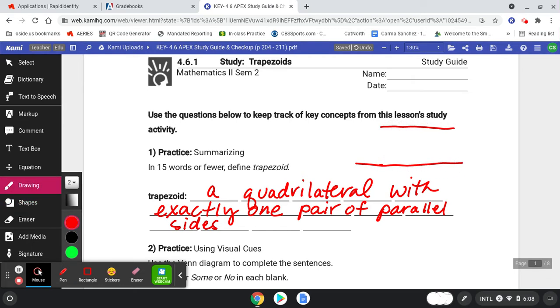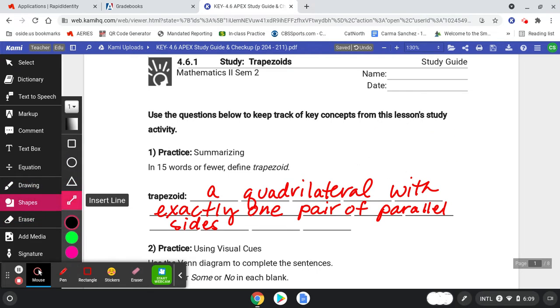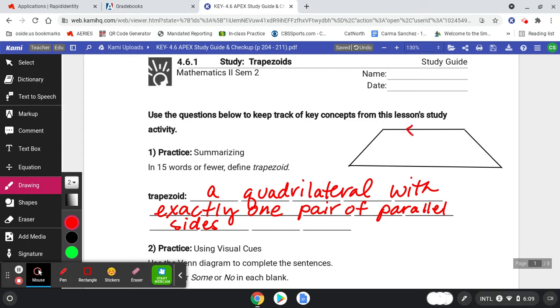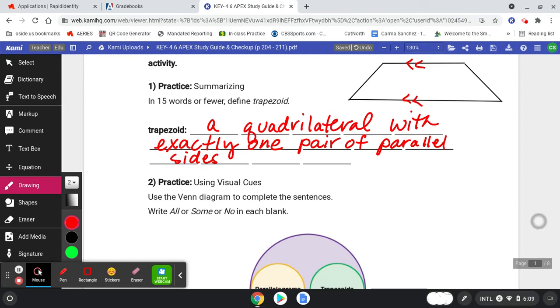Here's our parallel sides. Actually, let's use some straight edges so it looks a little bit better. Hang on. There we go. So the two sides that are parallel would be marked, and then the other two sides are not parallel. But notice it has four sides, so that makes it a quadrilateral.